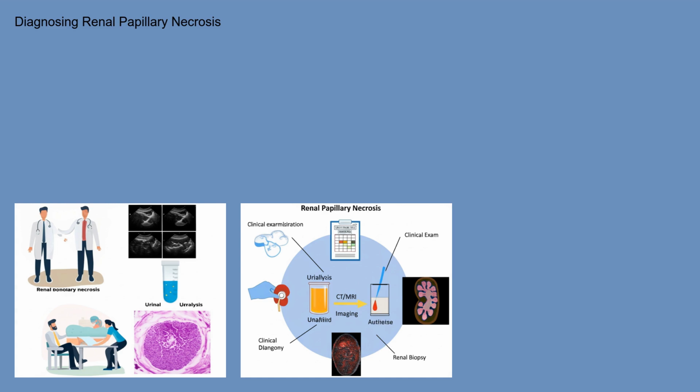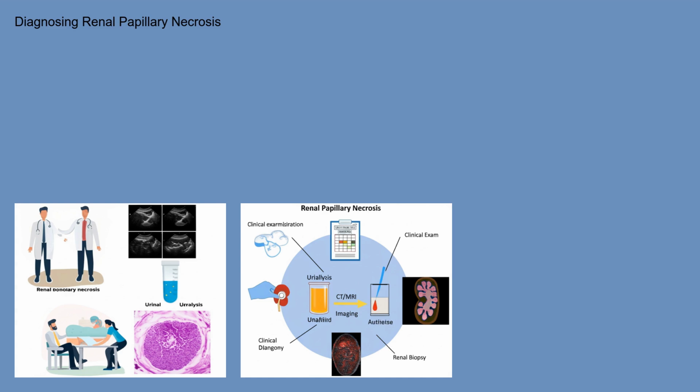Diagnosing renal papillary necrosis typically involves a combination of clinical evaluation and imaging studies. A thorough medical history, including medication use and presence of underlying conditions, is crucial. Urinalysis can reveal hematuria and pyuria, white blood cells in the urine.